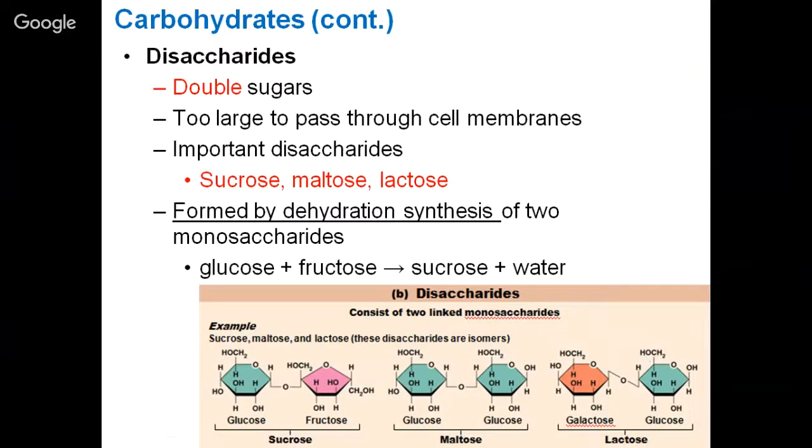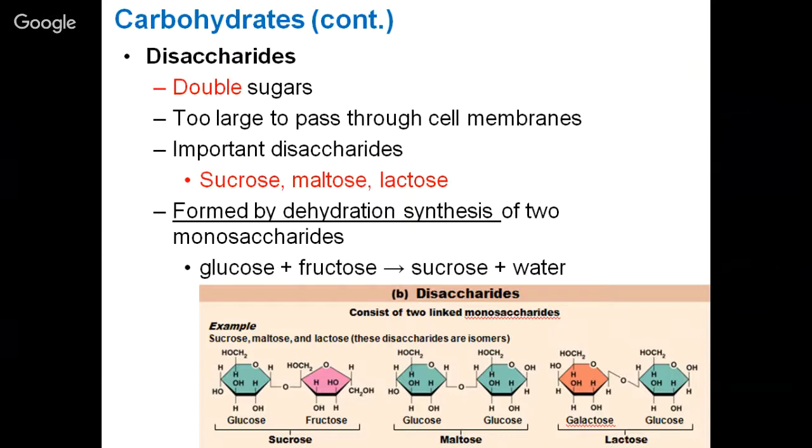Let's look at disaccharides now. Disaccharides are referred to as double sugars. So two monosaccharides combined together form disaccharides. They are too large to pass through the cell membrane. And the important disaccharides that you encounter are sucrose, maltose, and lactose.